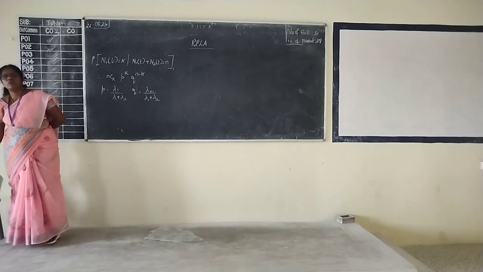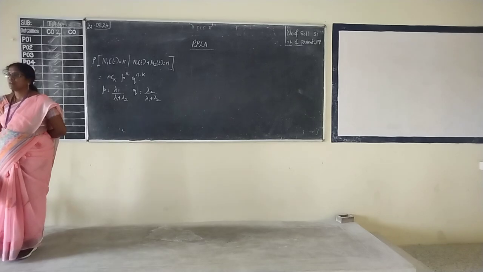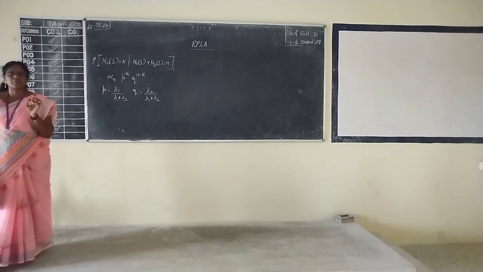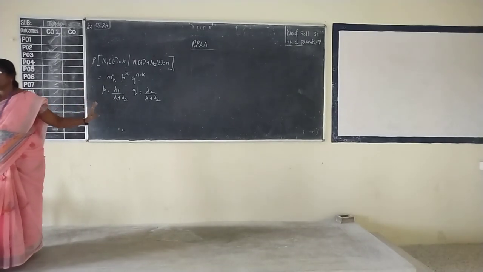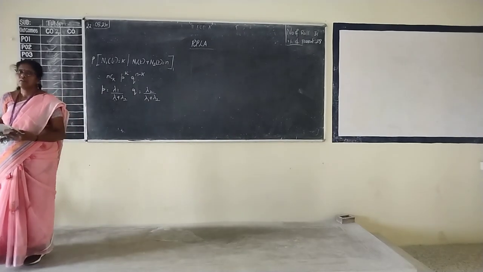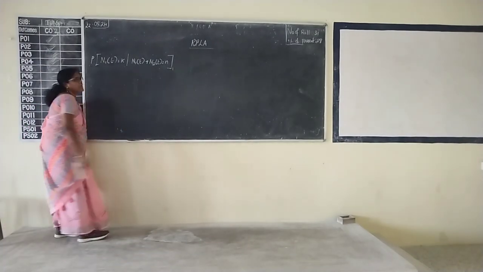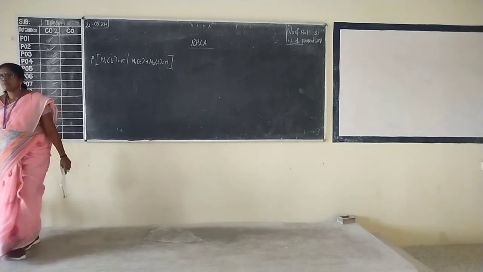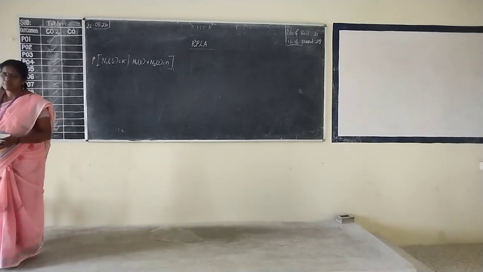As usual, we are going to start with the basic definition. A given B: what is A given B? P of A intersection B by P of B. Just by using the conditional probability definition and the Poisson process definition, we can come to this result. So start the solution. Write it as proof. Start with your LHS, the given one: A given B.